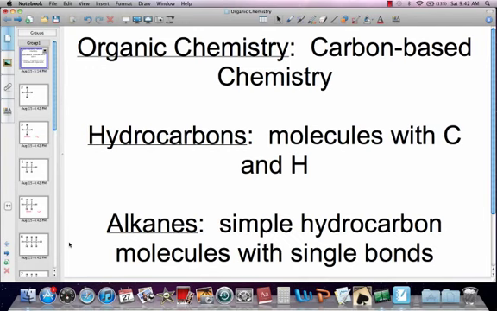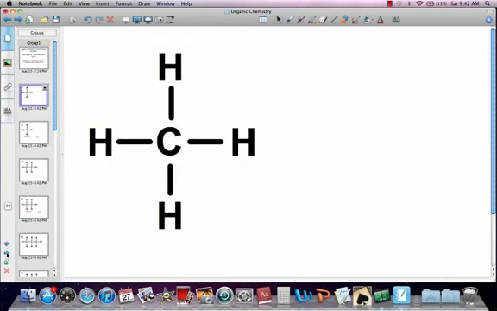Okay, organic chemistry is what you know as carbon-based chemistry. We're going to start off nice and easy with hydrocarbons. Hydrocarbons are molecules that have just both carbon and hydrogen. And we're going to start with the easiest, which are alkanes, simple hydrocarbons that have single bonds. This you should have learned last year. We're going to start with the easiest one, methane.